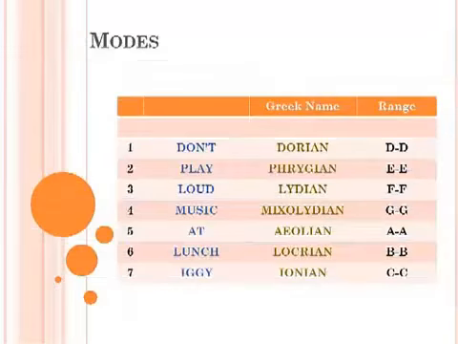This little saying will help you remember which modes begin on which note. You may wonder why we don't begin with the Ionian mode since it begins on C. The Ionian mode is one of the later modes, which is why it is last, whereas the Dorian mode was one of the first modes. If you memorize "Don't play loud music at lunch, Iggy," then you'll always be able to have the modes in the correct order.